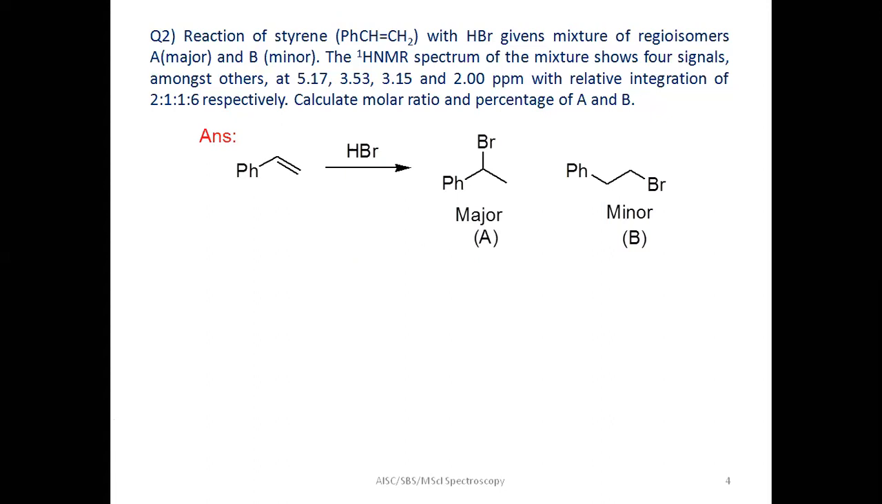In addition reactions, the negative part of the reagent, that is Br minus, goes to the carbon which has more substituents. Here Ph is a substituent, or the carbocation formed is more stable. So this is the major product, called the Markovnikov product. And this is the minor product where Br is attached to the terminal carbon, that is here CH2.